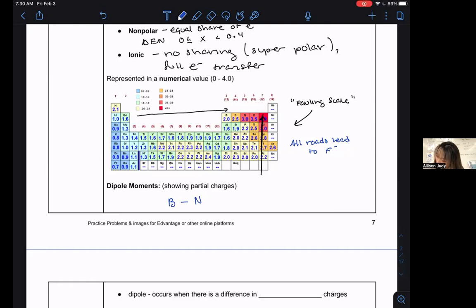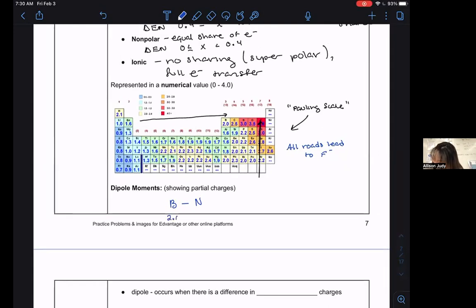Boron has an electronegativity value of 2.0. Nitrogen has an electronegativity value of 3.0. So the difference between the electronegativities, well, the absolute value of the difference between the two, is 1.0, making it a polar covalent bond. It is still technically sharing, but it's not sharing well.